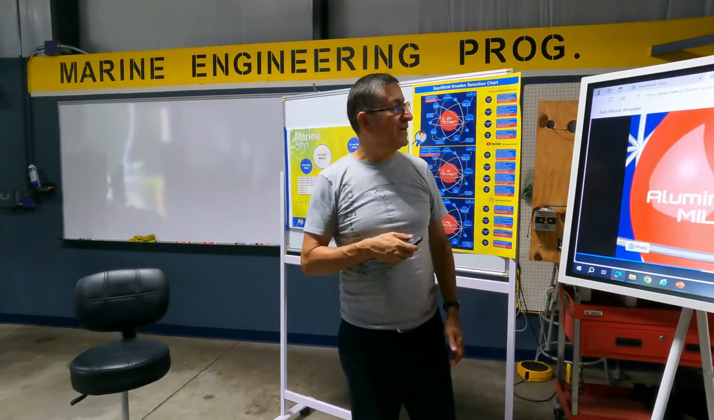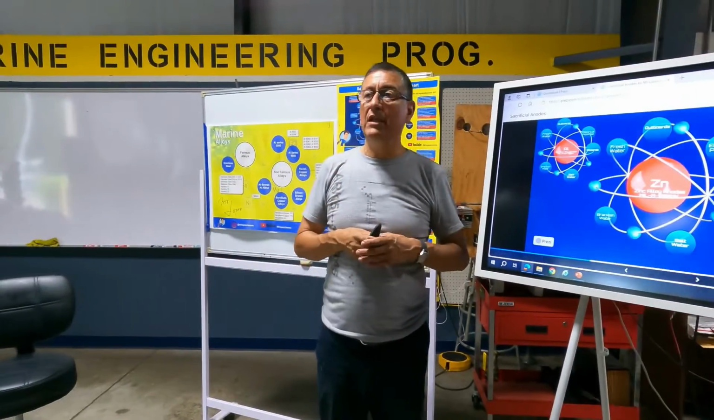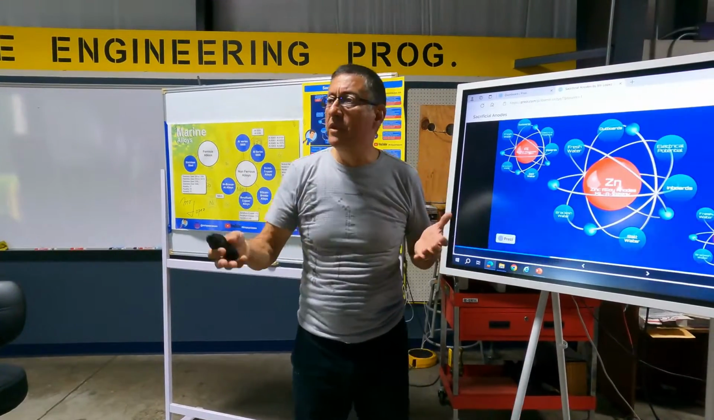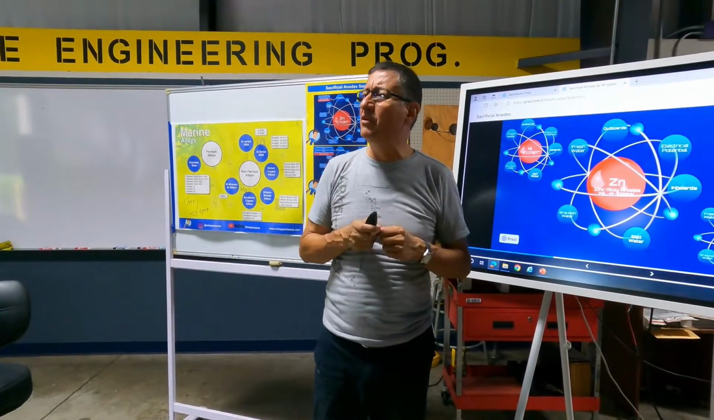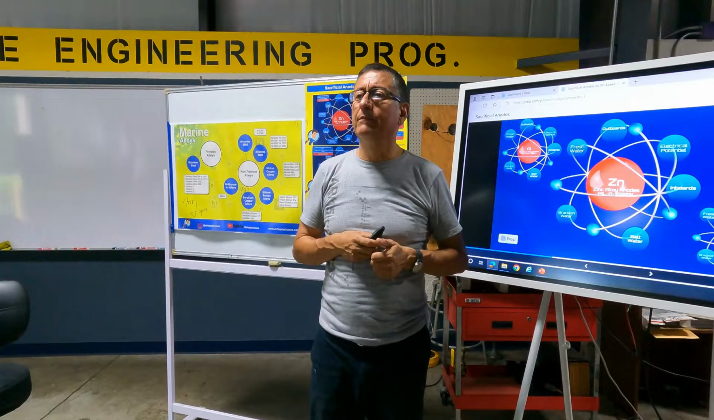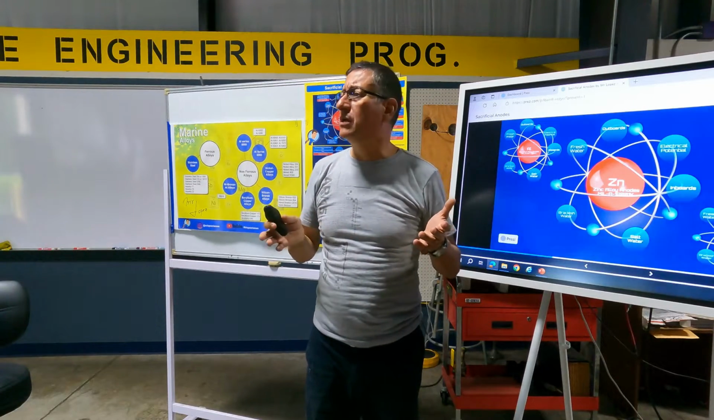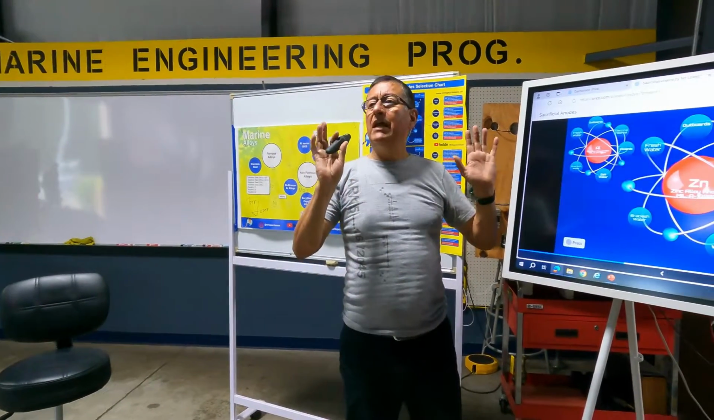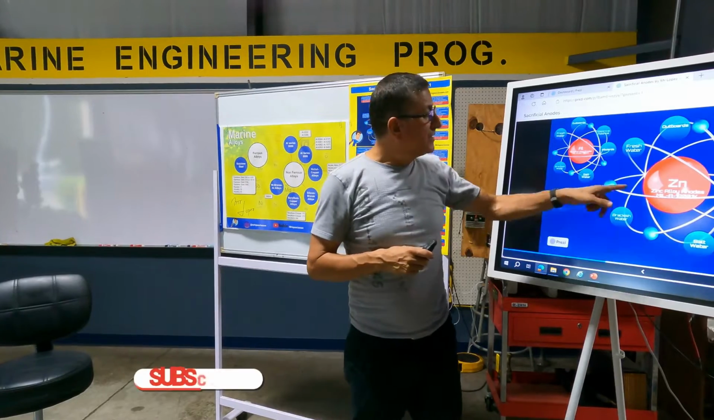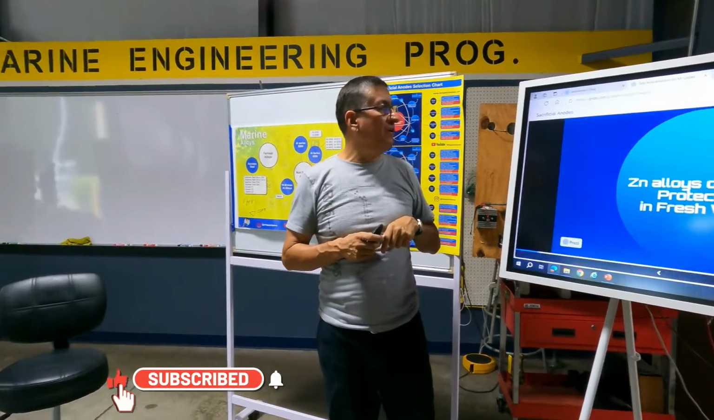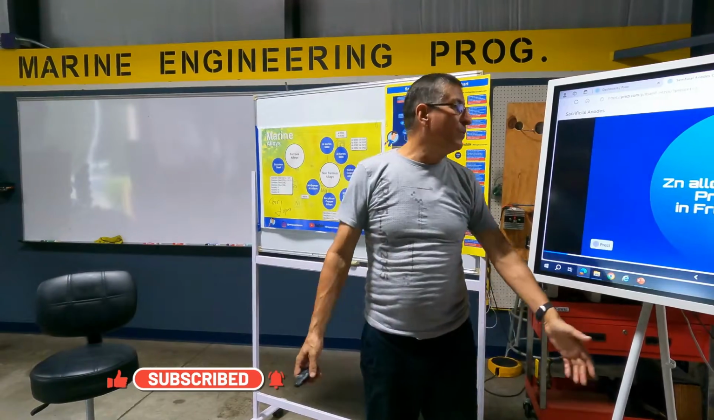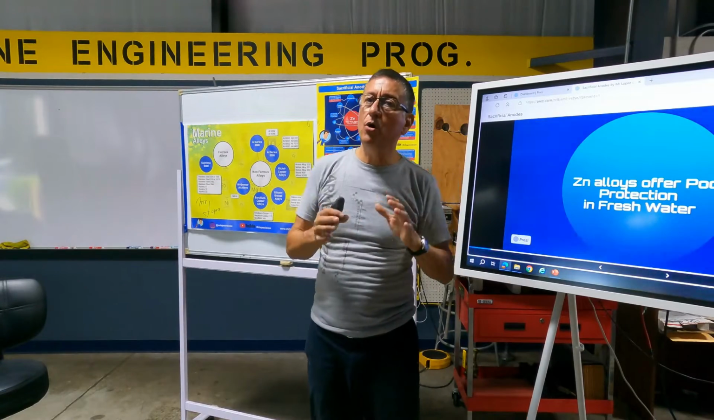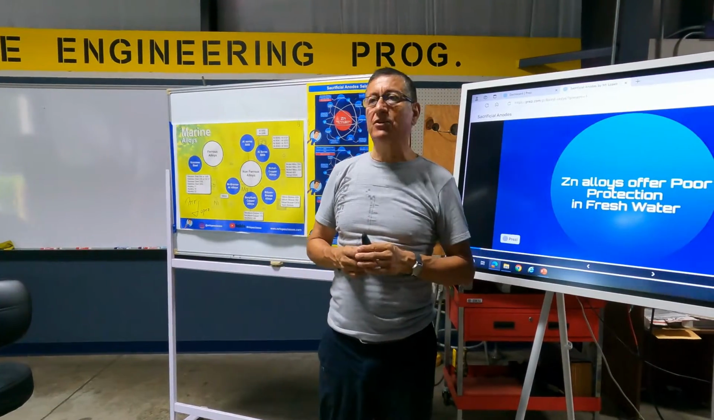Okay, now we are going to check those alloys according with the type of water. If it's salt water, if it's fresh water, or if it's brackish water. What is the meaning of brackish water? Mixture. All right. Where do I find brackish water, normally? The canals, no? Okay. We are going to start with zinc. Zinc in fresh water. What happened with zinc in fresh water? It's a poor protection. Anodes of zinc on a boat in fresh water, that protection is poor.